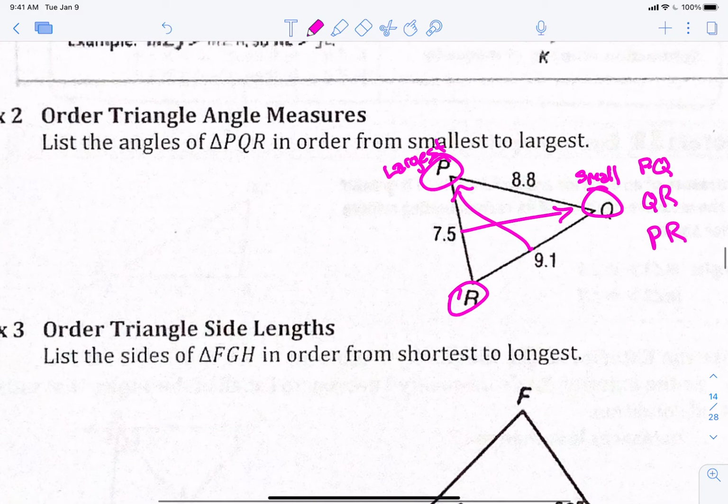Okay, so order them from smallest to largest. Which one comes first? Q, R, P. Q, comma, R, comma, P.